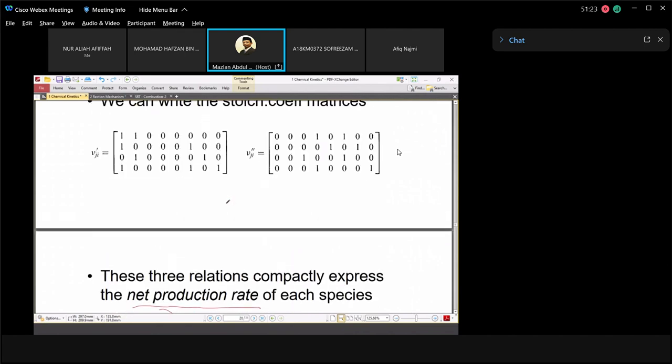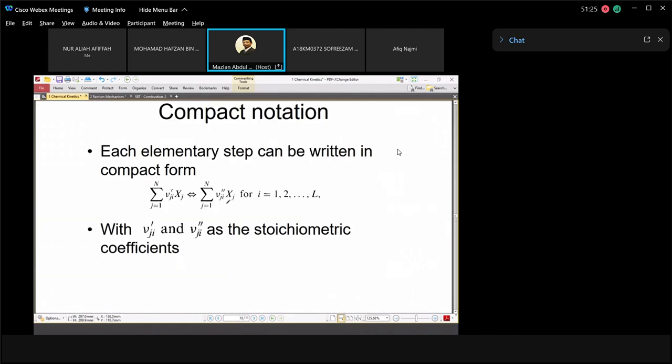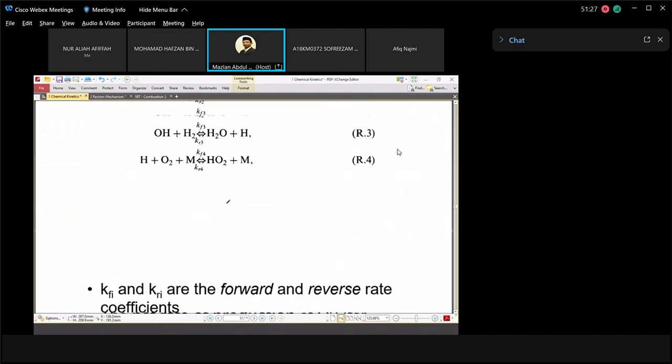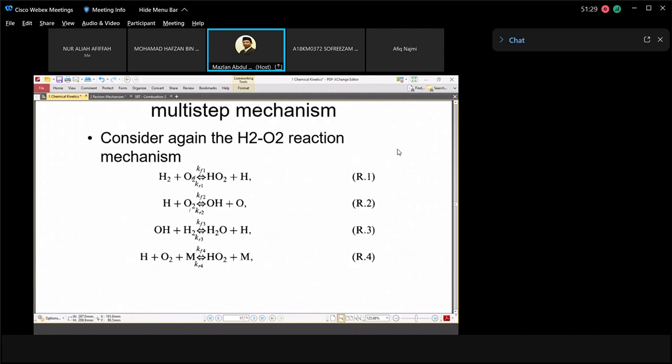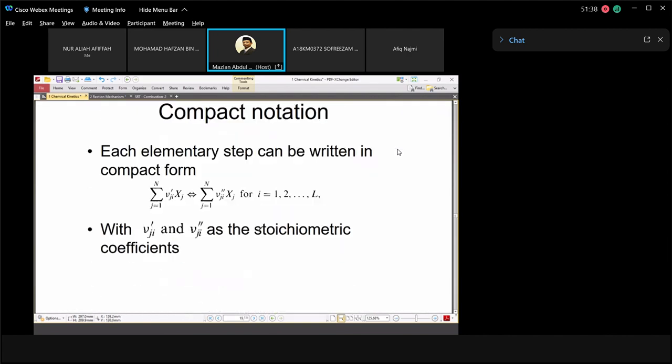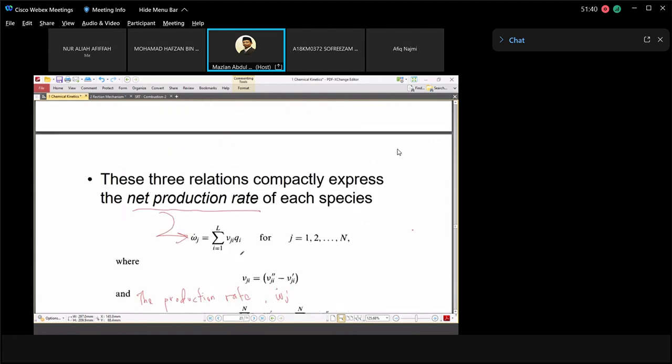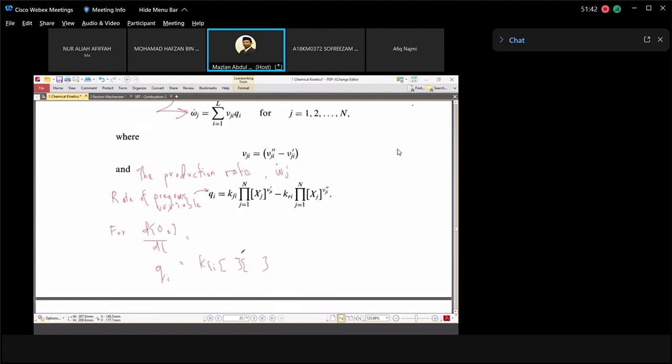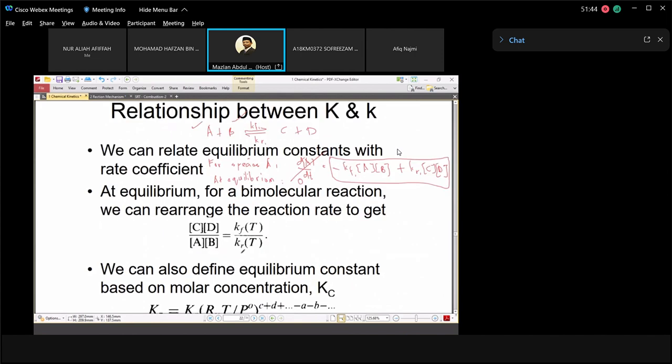Most of the time, our reaction is bimolecular. In this case, for example like this one, this is bimolecular: two molecules producing another two molecules. So it's a bimolecular reaction, and this is for during equilibrium.